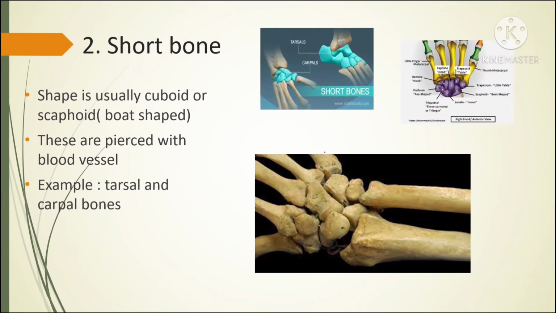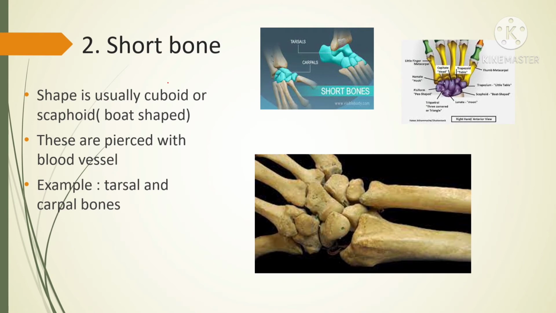Second is the short bone. As the word says, it is a short bone. Its shape is usually cuboid or scaphoid. Scaphoid means boat shaped. These bones are pierced by blood vessels. Examples are the tarsals and the carpal bones.